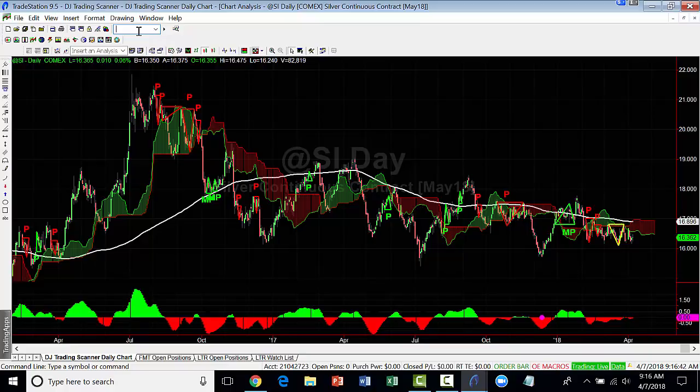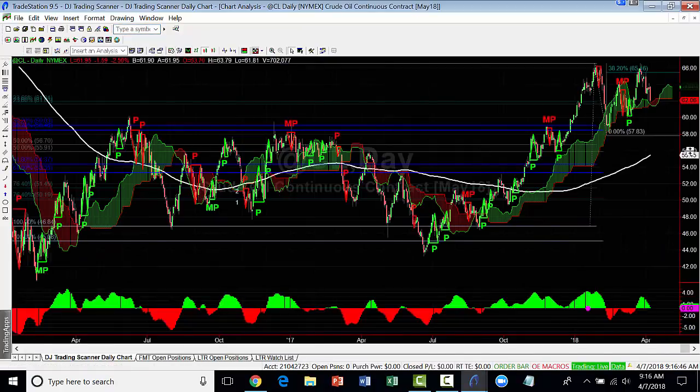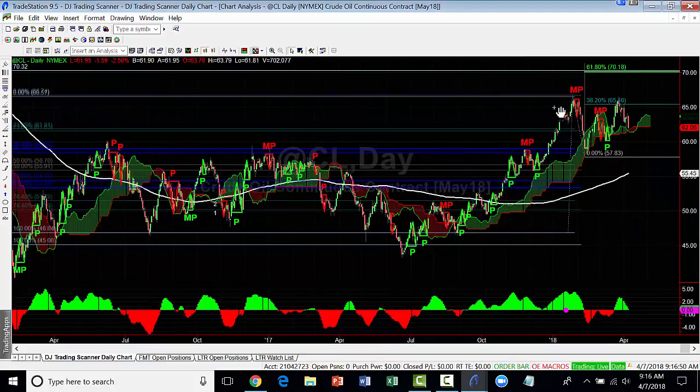So let's go ahead and look at oil, crude oil. So crude oil is in an uptrend. It had a big impulsive move here. It corrected nicely into a Fibonacci retracement zone, headed up, pulled back the last couple of weeks, but this is higher highs, higher lows, higher highs, higher lows. Looks like it's hitting the Ichimoku cloud now.